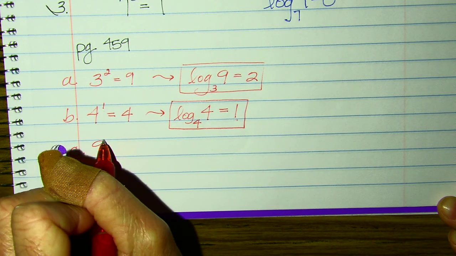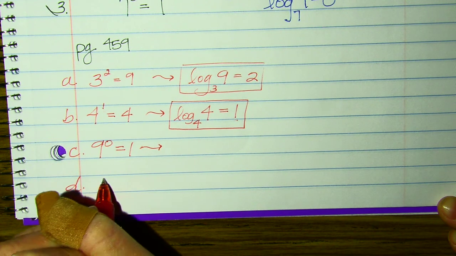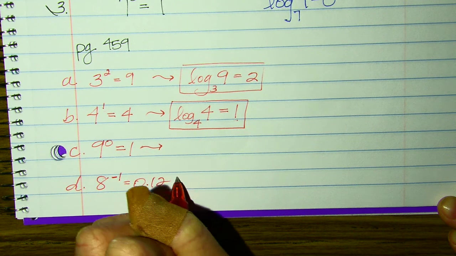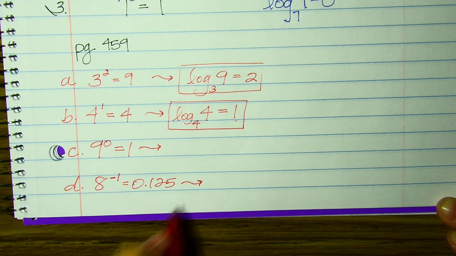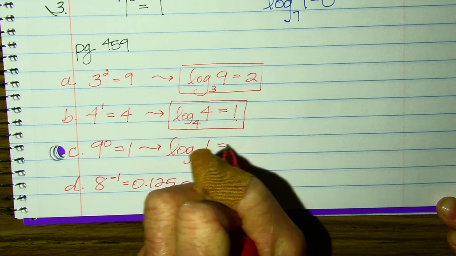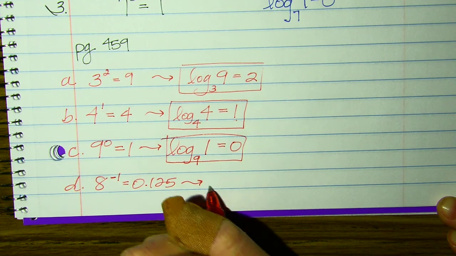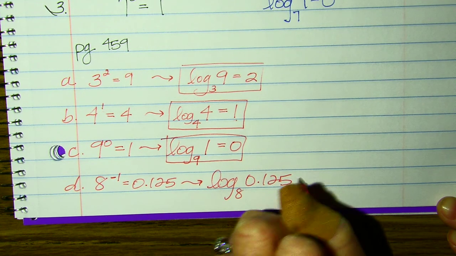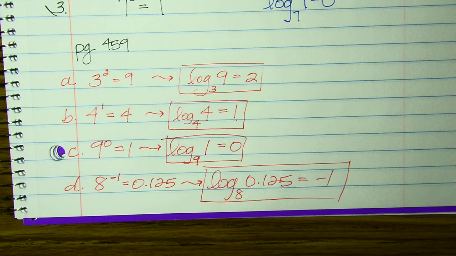Next one, part C, 9 to the 0 equals 1. Write that as a logarithm. And then D, 8 to the negative 1 equals 0.125. So write each of those and we will move on. So log base 9 of 1 equals 0. Notice we switched those last two. And then last, log base 8 of 0.125 equals negative 1. All right, moving on.